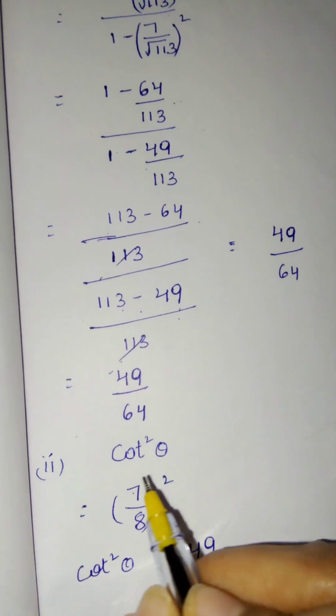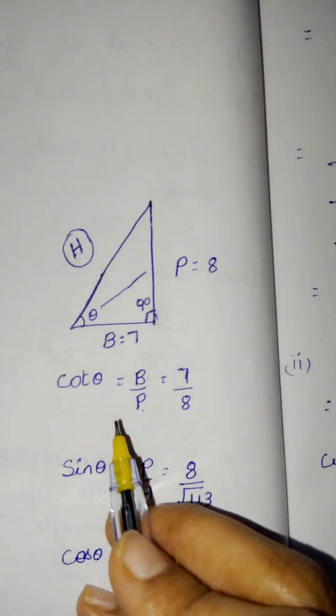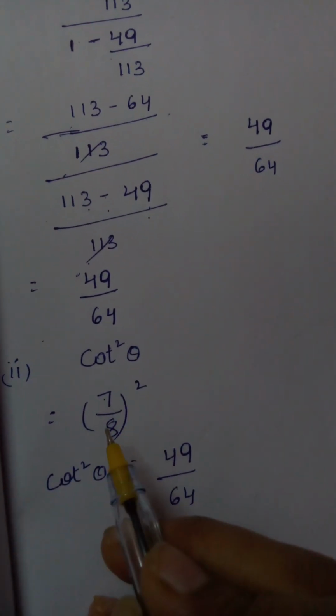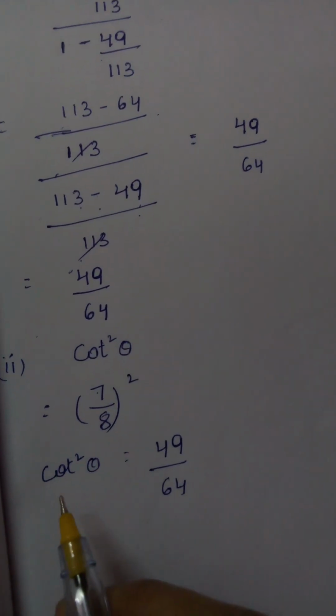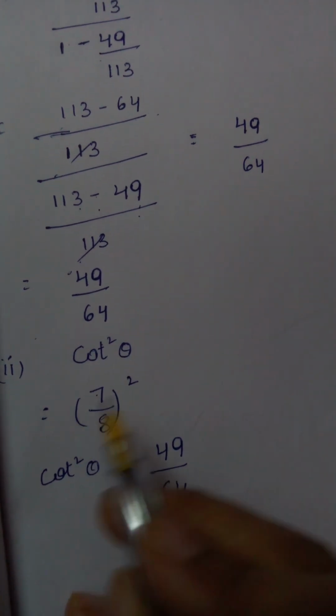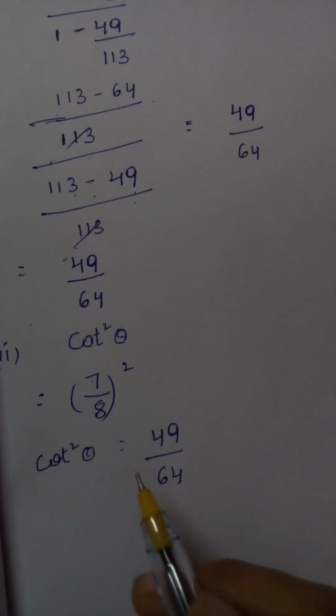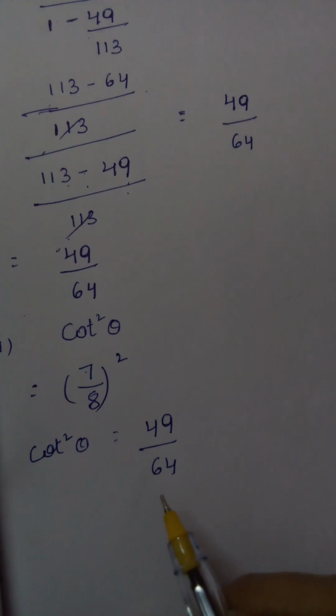Second part is cot square theta. Cot theta is equal to 7 upon 8. So cot square theta will be 7 upon 8 whole square. So cot square theta is equal to 7 whole square, 7 7s are 49, upon 8 whole square, 8 8s are 64.